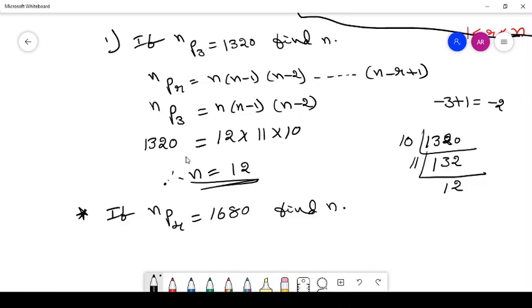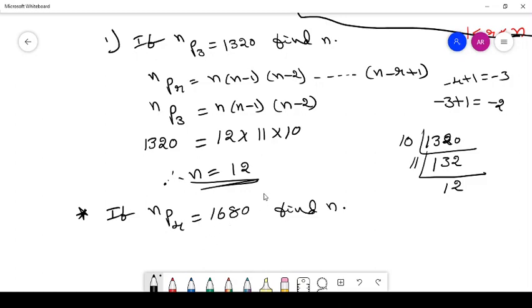Next, nP4. 4 means here r is 4, and n minus 4 plus 1. Minus 4 plus 1 is equal to minus 3. And then you have to write nP4 is equal to n into (n minus 1), (n minus 2), up to (n minus 3).